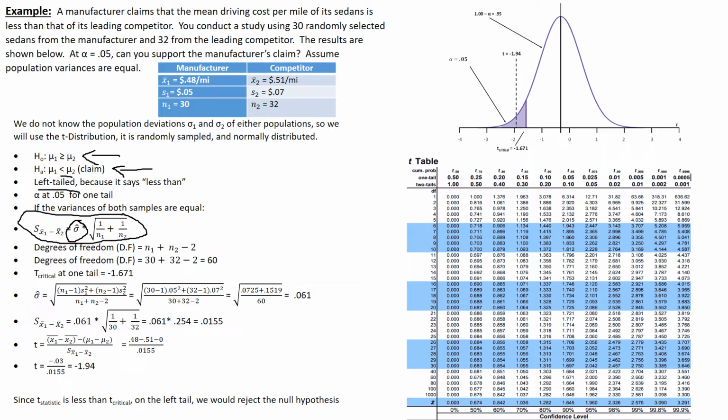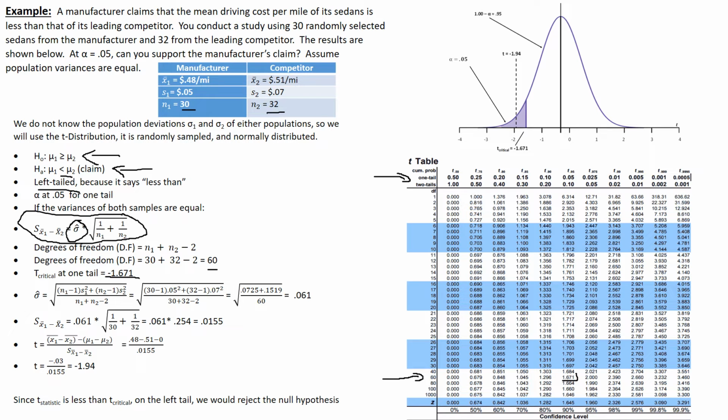Alpha 0.05 for one tail. We would combine the two sample sizes, 30 and 32, and then subtract 2. So 30 plus 32 is 62, minus 2 is 60. That would be 60 degrees of freedom, way down here, and it is one tail at 0.05. We go to the first row here, 0.05, one tail, and that would give us 1.671. So it'd be negative 1.671 since it's left-tailed. And then we got there.